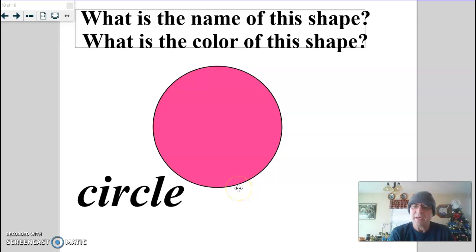There are some things that we can notice about a circle, right? It has only one side, and that one side curves and curves. There are no corners on a circle, and we call those corners angles. There's no angles on a circle, is there? No, a circle is special. It curves around and around and around, and it has no angles at all. No corners on a circle. All right, let's find some more shapes.